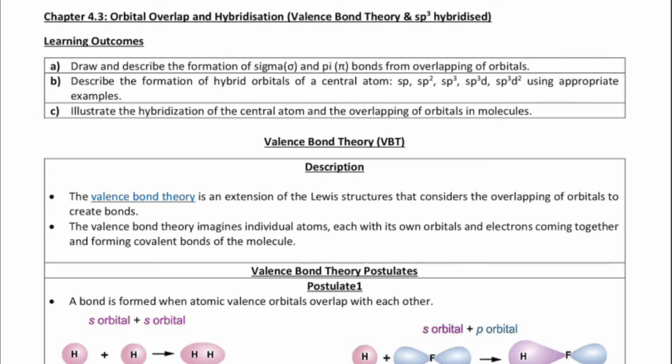So, what is valence bond theory? Kita tengok, dia kata the valence bond theory is an extension of the Lewis structure that considers the overlapping of orbital to create bond. Okay, so maksudnya valence bond theory ni adalah sambungan daripada Lewis structure yang akan gunakan overlapping of orbital. Overlap tu maksudnya pertindihan lah. Pertindihan orbital untuk menghasilkan bond.